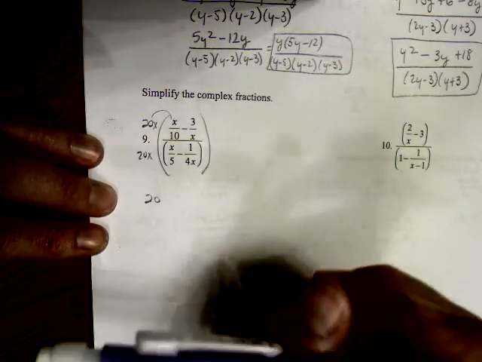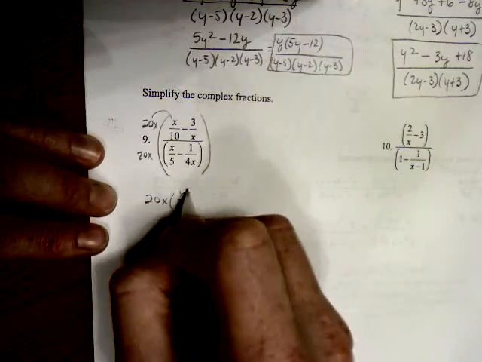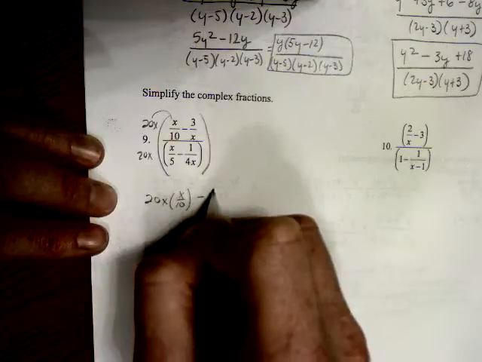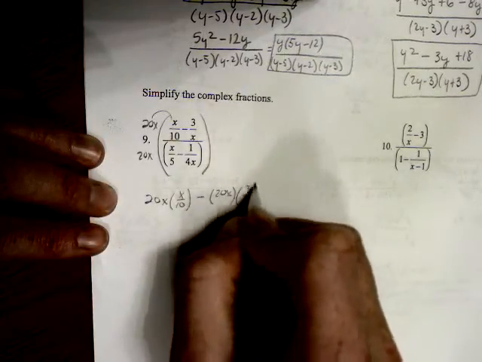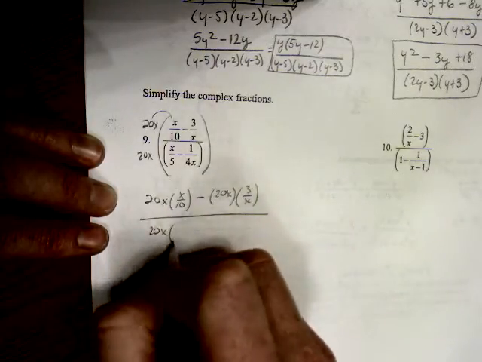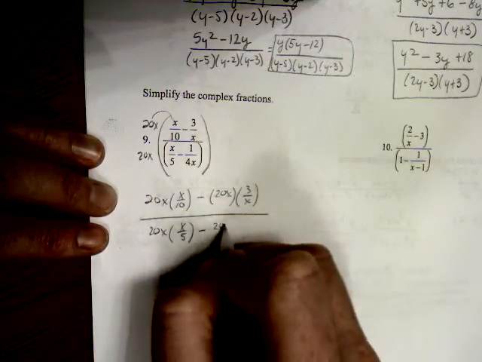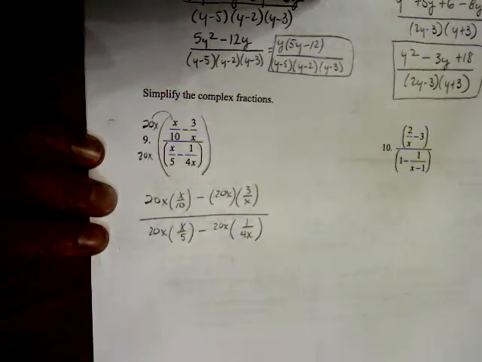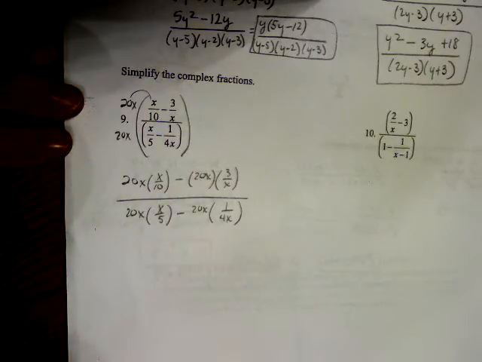you're going to end up with 20x times x over 10, and then we'll do minus 20x times 3 over x all over 20x times x over 5 minus 20x times 1 over 4x. And that's the expanded way to write this. Again, you can do that in your head. I just wrote it out so that you can see it.